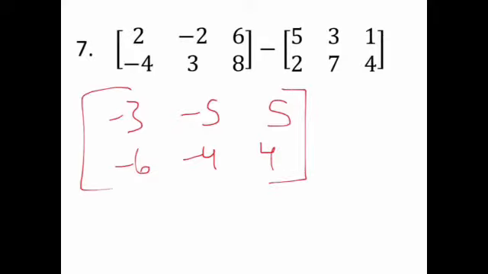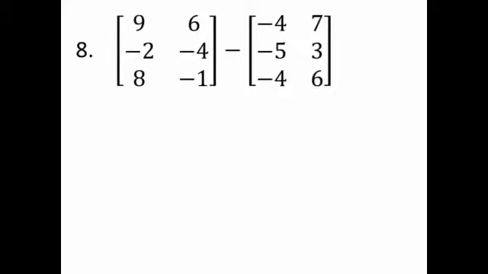You subtract the corresponding parts. On 8, we are going to subtract these matrices. Again, make sure you subtract the corresponding parts. So subtracting the top left pieces, the first entries, you're going to get 9 minus negative 4. That's going to give you the same thing as 9 plus 4, which is 13. 6 minus 7 gives us negative 1. Negative 2 minus negative 5 is the same thing as negative 2 plus 5, which is 3.